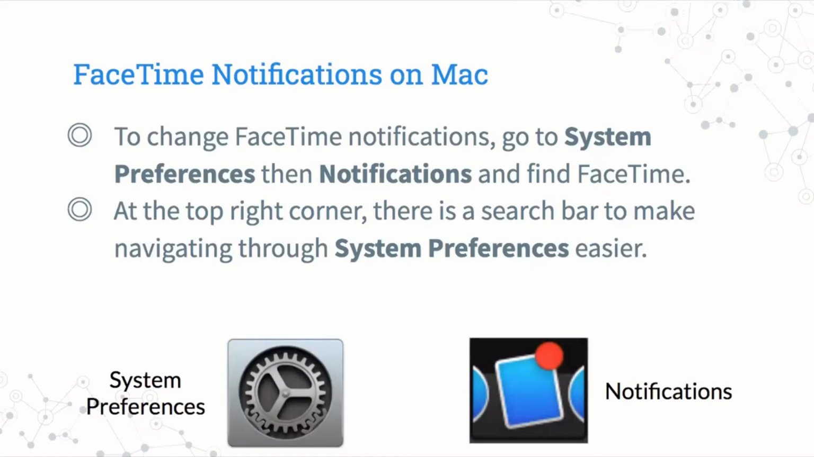Now about notifications on the Mac. To change FaceTime notifications, go to System Preferences, then Notifications, and find FaceTime. In Settings, there is a search bar at the top right corner to make navigating through System Preferences easier.